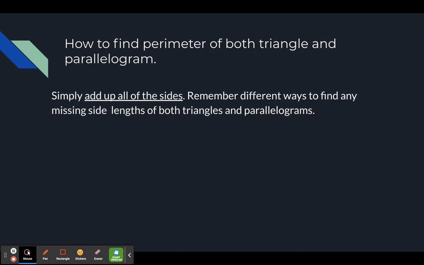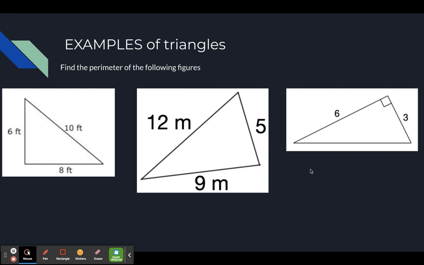However, remember, think back to our chapter on triangles and our chapter on quadrilaterals when we talked about parallelograms. There are many different ways we can find missing side lengths. If you don't have all the information given to you, you can still use the things we've learned in previous chapters to find those missing sides. Okay, so examples of triangles. Find the perimeter of the following figures. We just do 10 plus 6 plus 8, which comes out to 24. Okay, 12 plus 5 is 17, plus 9 is 26.